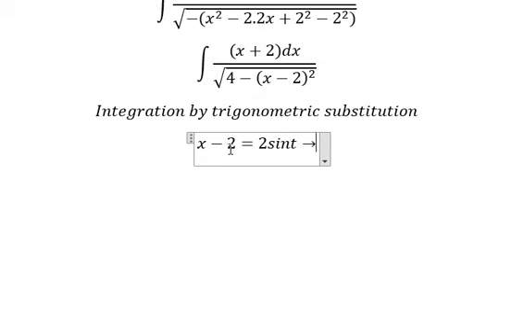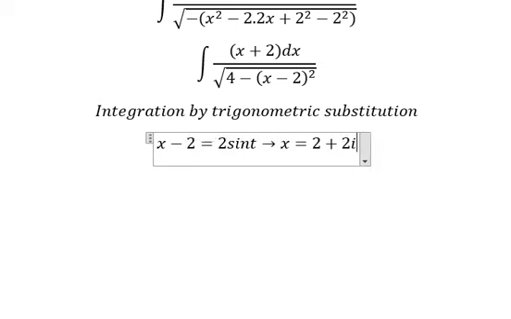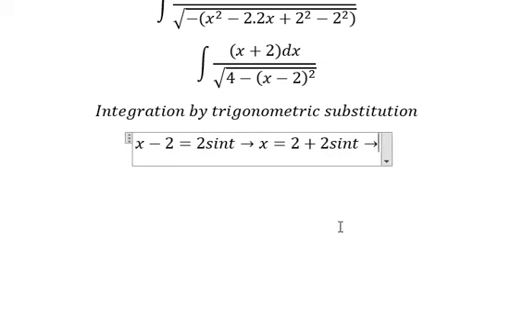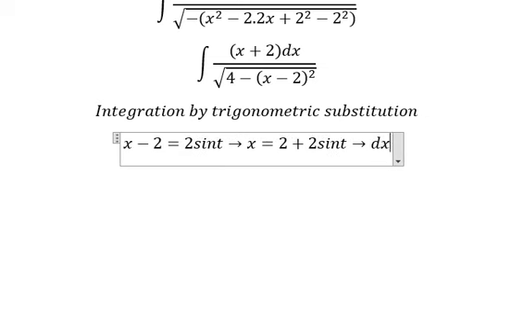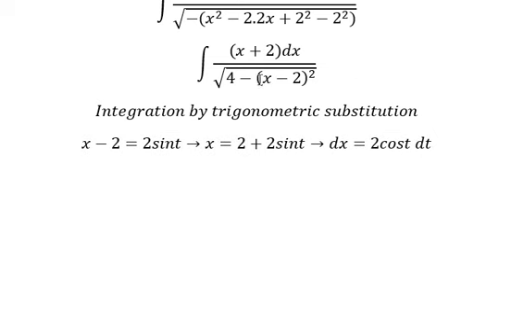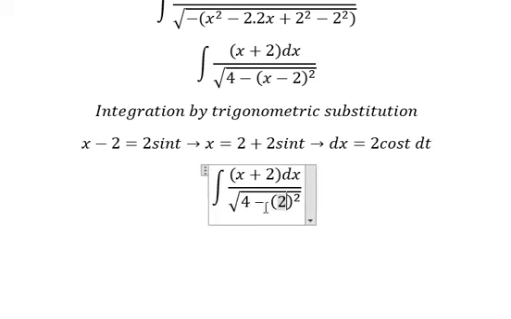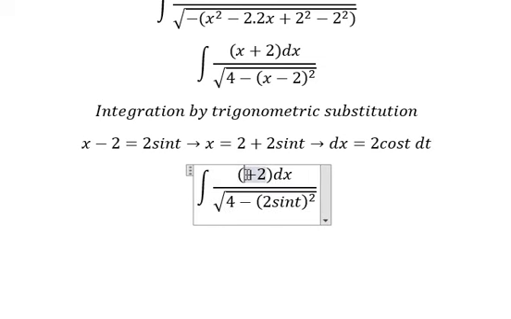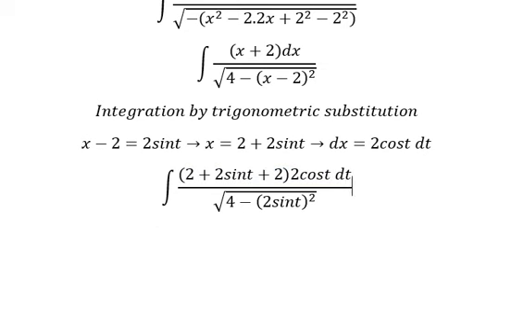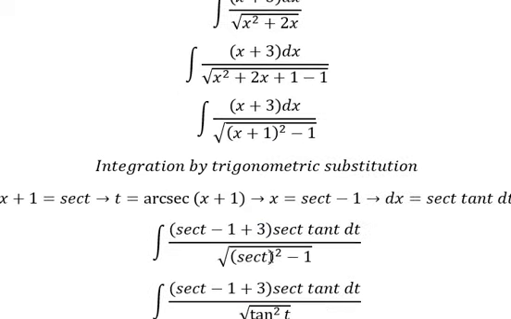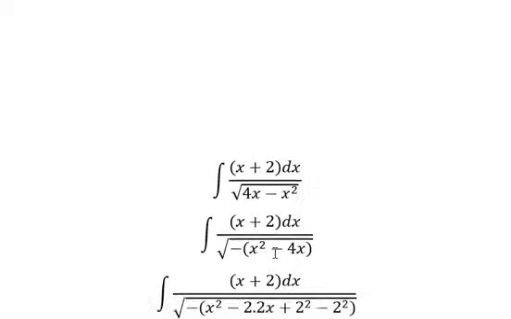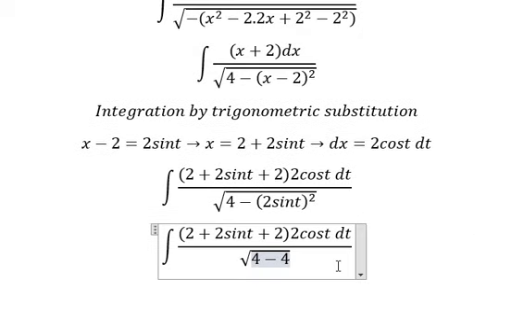Because we still have x, so we put negative number 2 to the right. So we do first the derivative for both sides. So we put this one going here. x we change for 2 plus 2 sine t. The dx we change for 2 cosine t dt. So this one we have 4 sine t squared.